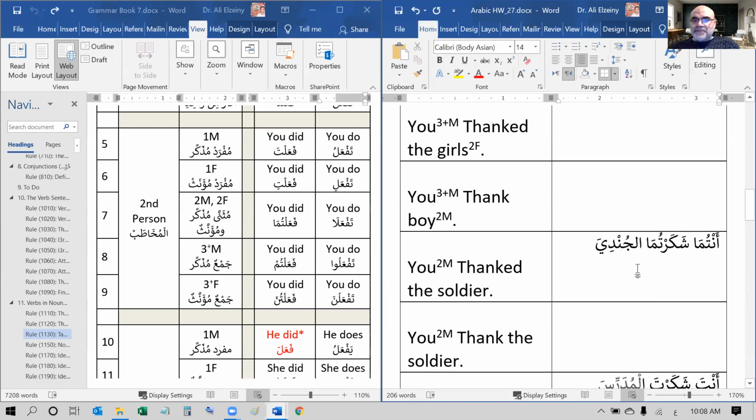Let's go here. You, two male, thanked the soldier. Thanked, of course, I don't need to tell you that thank is two male, of course, because you thanked. If you use two male, then thank is two male. Don't need to say that. Okay. The soldier is al-jundi. Okay. So U for 2M. So I go to the table 610.